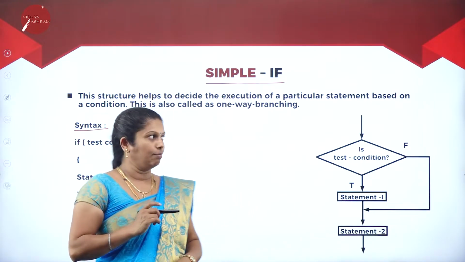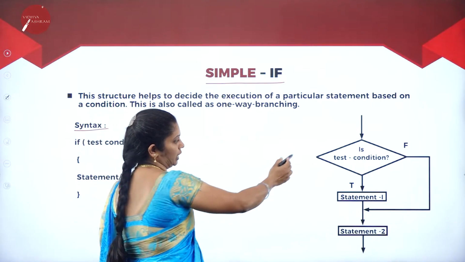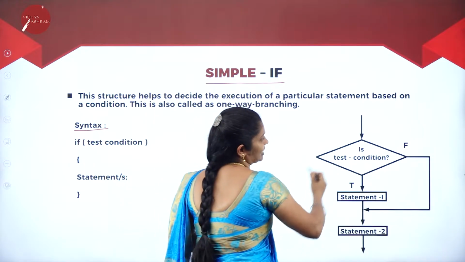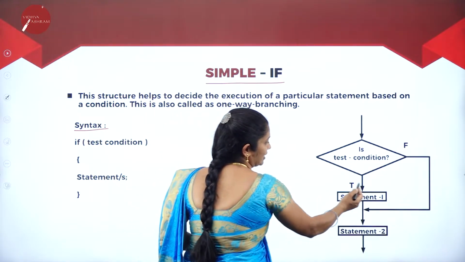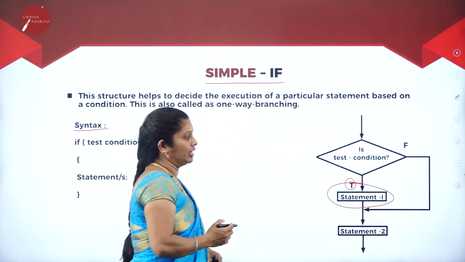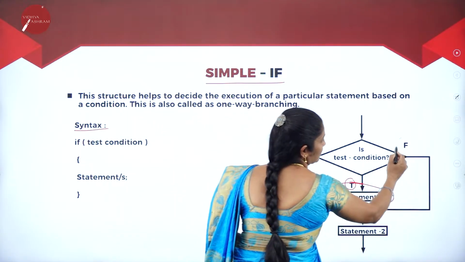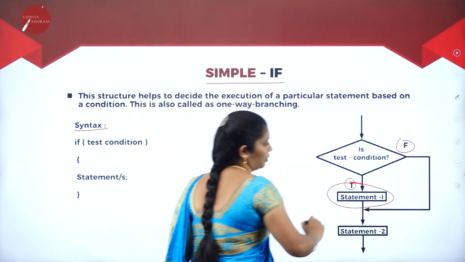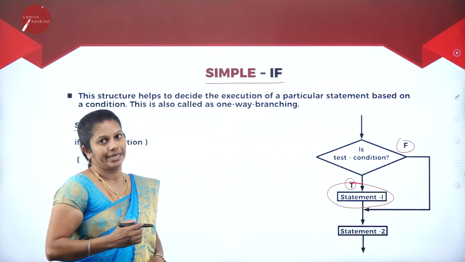Simple if statement. If you observe the flow chart here, first is if test condition, if it is true, then the statement here is going to execute. If it is true here, then this statement will execute. If it is false, then it will just come out of the loop here and execute the second statement.